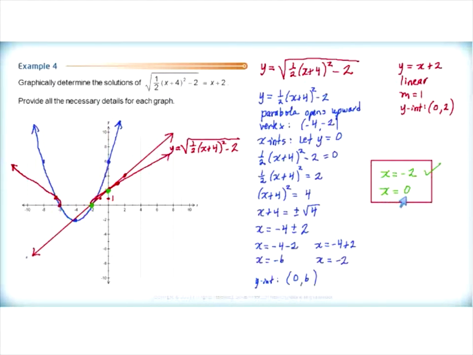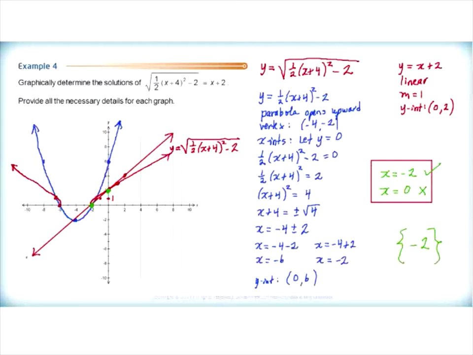Similarly, we have x equals 0. We have 0 plus 4 is 4. 4 squared is 16. 16 times a half is 8. 8 minus 2, we're looking at the square root of 6 on the left-hand side. The square root of 6 does not equal 0 plus 2. So x equals 0 is not a correct solution for this graph. So your only solution here would be when x is equal to -2.